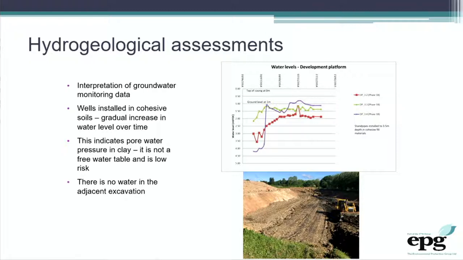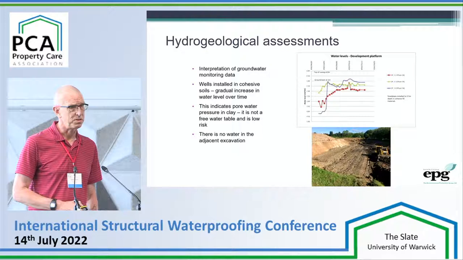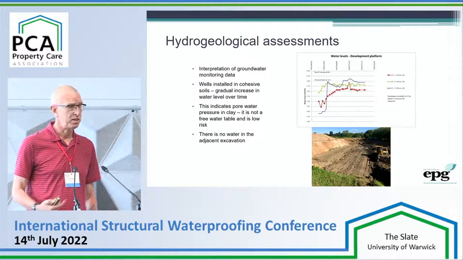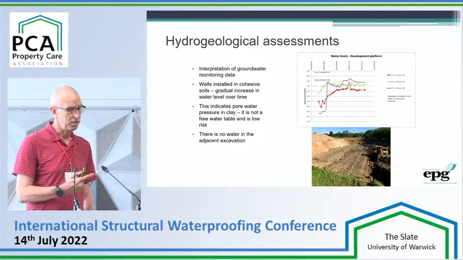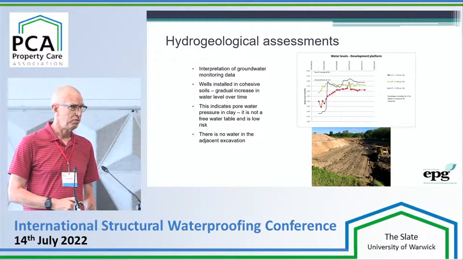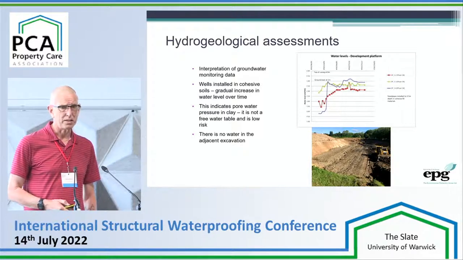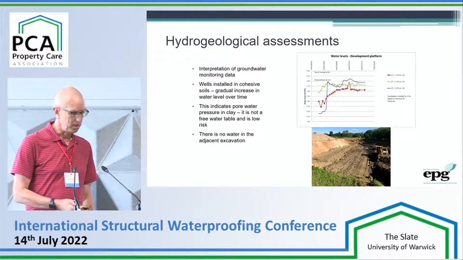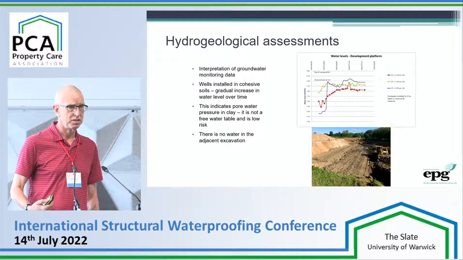So you can see here what's happened is we've put monitoring wells in this cohesive fill material, so it's a compacted clay. And then you can see that there's been a gradual increase over time from when we started monitoring. The water level has gradually risen in the standpipes that we've installed. And that's because it's measuring the pore pressure in the clay. So it's being compacted, you've got a pore pressure in there. And when you look at that, it comes up to where you'd expect the pore pressure to be in a compacted cohesive fill. But it's not a free water table. And then when you dig a big hole next to it, there is no water coming into that hole. So it's more than just looking at water levels in pipes. You've got to understand the geology and groundwater.